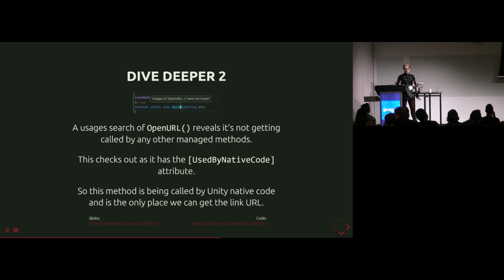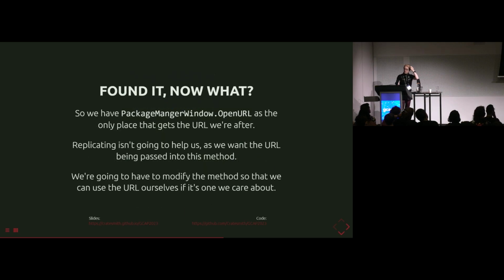So what's calling it? Well, we do a usages search on the OpenURL function, and we find that it's not getting called from anywhere. And this checks out because it has the UsedByNativeCode attribute on top. And that's what Unity methods have on them when they're being called from the native code layer. So that's a bit of a bind. That means that we can't replicate this code because we're not going to be called by that native code. We're going to have to modify this method so that we steal the URL if it's one we care about, and we let it pass through to the Package Manager window if it's one we don't care about.